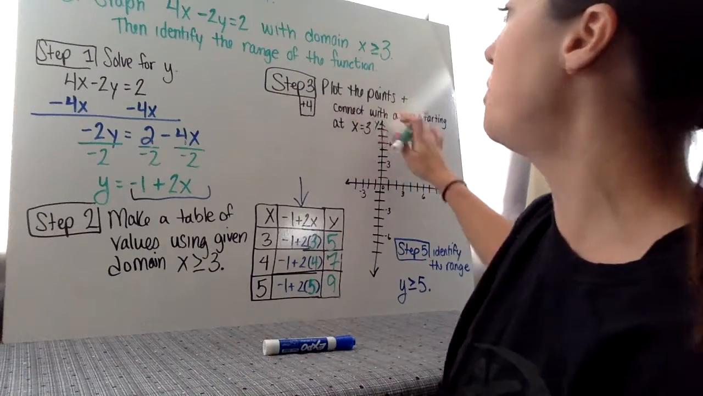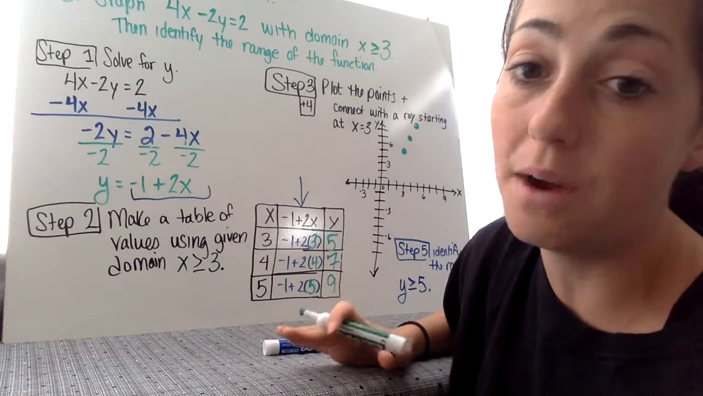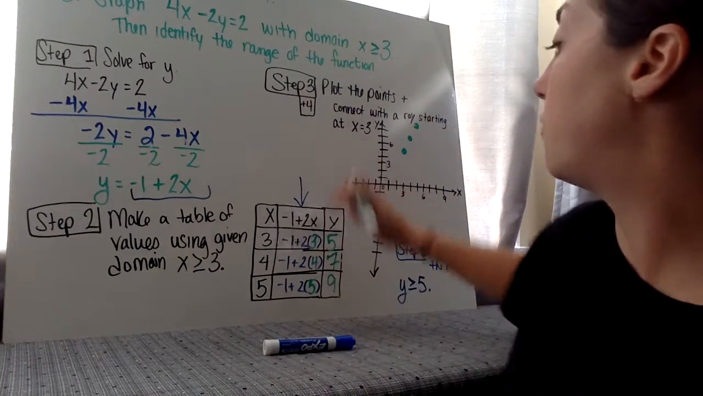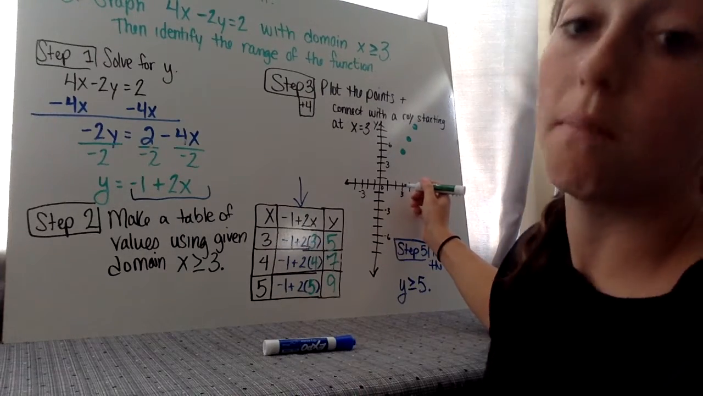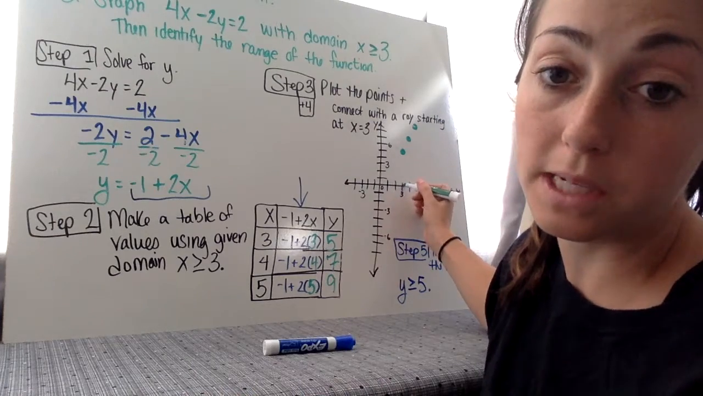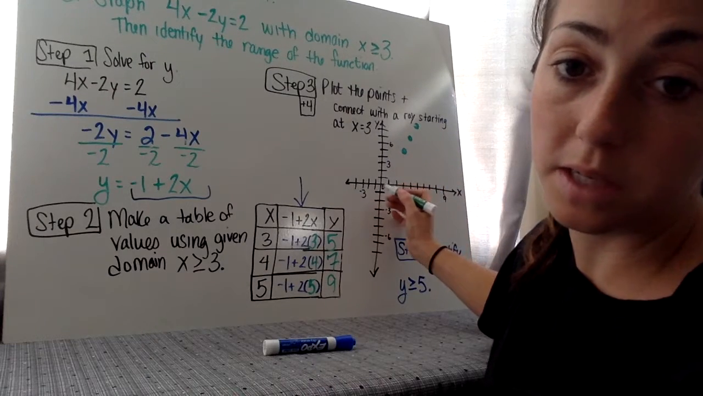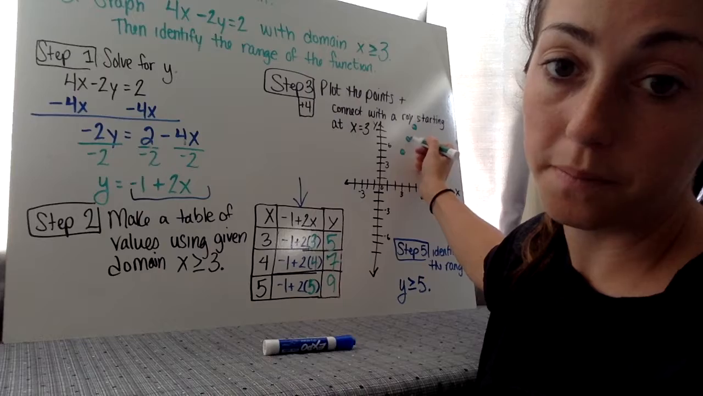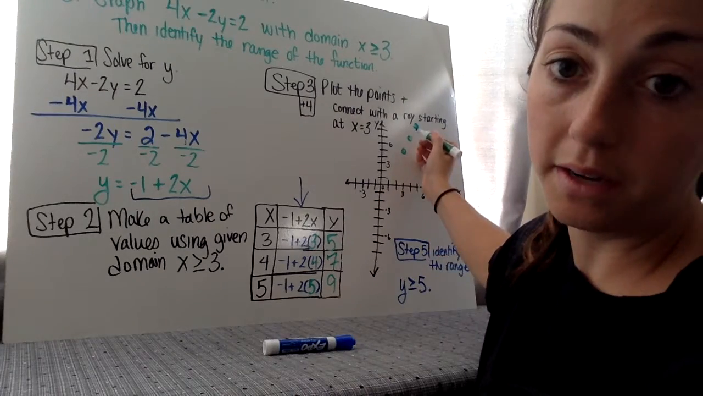So step 3 is to plot the points. Step 4 was to connect them, but instead of with a line, now we're starting at 3, so it's going to be a ray. So my first ordered pair is 3, 5. Make a coordinate plane, by the way. Pause the video, make a coordinate plane. Then hit play. My first ordered pair is (3, 5), so that's what you're seeing here. The next one is (4, 7). And then I have (5, 9) right there.